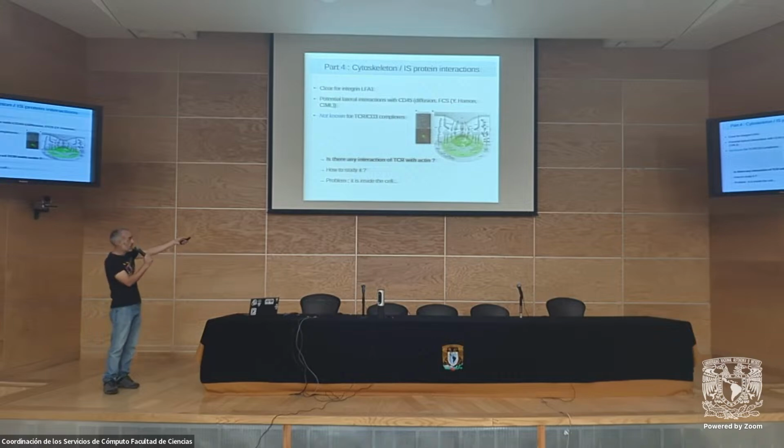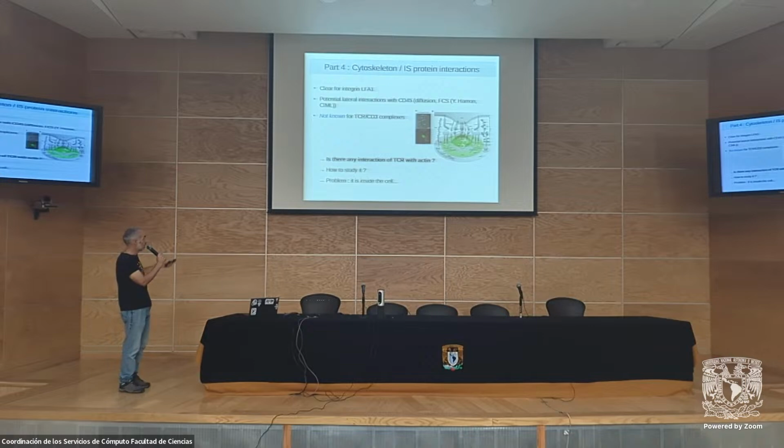Again, this molecule: TCR is here, adhesion molecules are here, and CD45 is this one. So these are the large molecules. These ones have a lateral interaction with the cytoskeleton because their diffusion is a bit modified compared to free ones. But it's not known for this. What is the interaction of these guys with actin that is just surrounding the immune synapse?